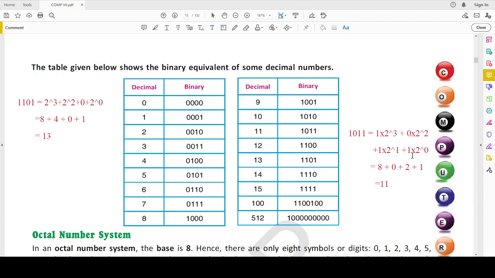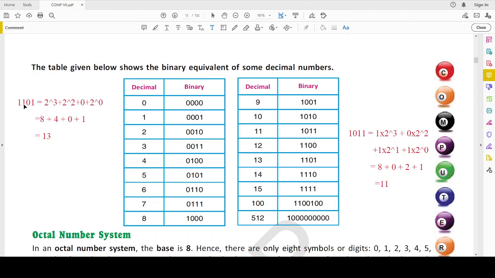See, 1 into 2 to the power 0, 1 into 2 to the power 1, 0 into 2 to the power 2, 1 into 2 to the power 3. So as 1 will give you a value, see, it has got 1 in the place 2 to the power 3, 2 to the power 1 and 2 to the power 0. So 2 to the power 3 is 8, 2 to the power 1 is 2, 2 to the power 0 is 1. So 1 plus 2 plus 8, it is 11. So it is correctly written.